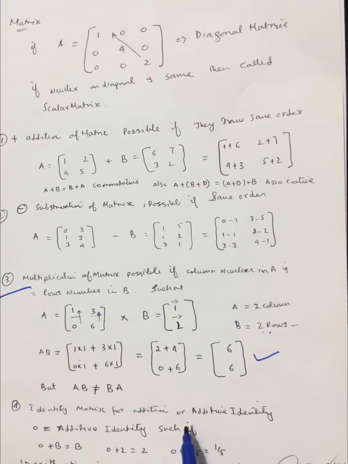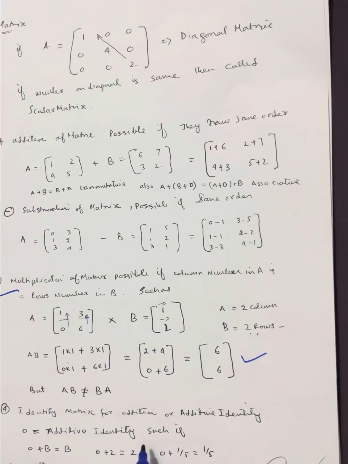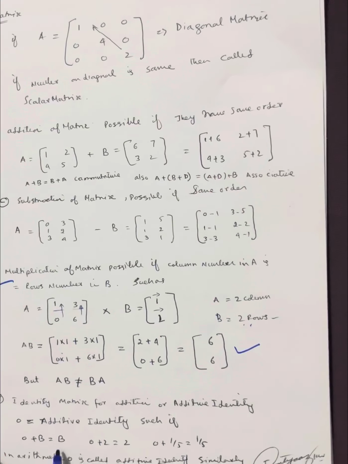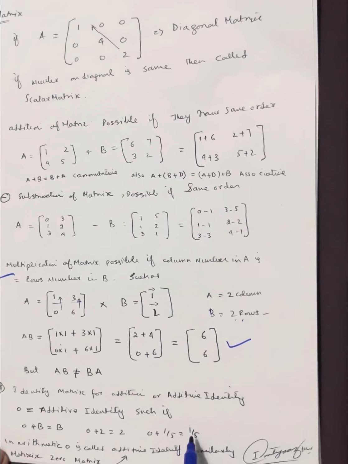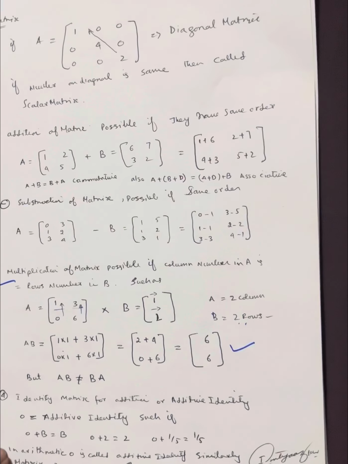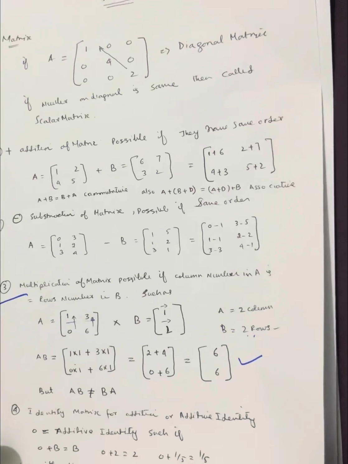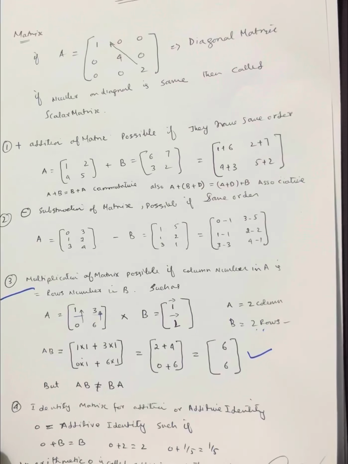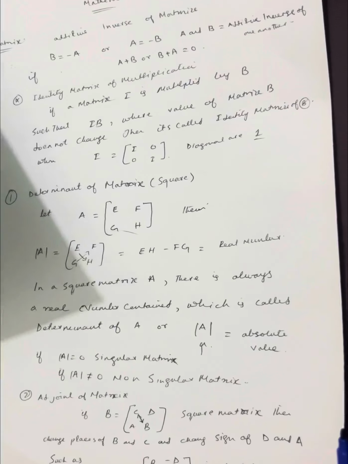Identity matrix for the addition. So additive identity: if you add 0 to any matrix, it will remain unchanged. In arithmetic, it is called additive identity. It's called the zero matrix. So if you know mathematics, if you add 0 to a matrix, it remains unchanged. This is the identity matrix of addition.